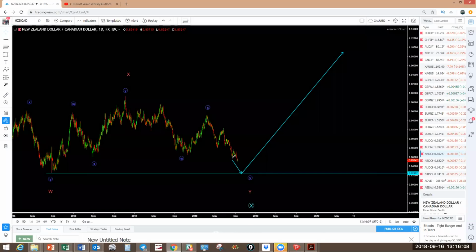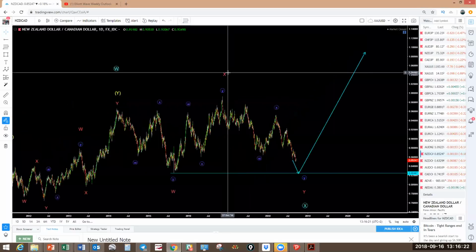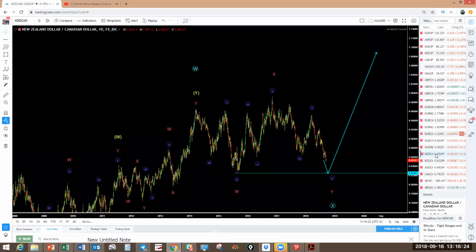So that has been the forecast from a couple of weeks back, and now we're looking for this to just come back down to this level. So we're still about 250 pips away. You can still hop on and see if you can make some money out of this. Very clear structure on this pair, New Zealand CAD.